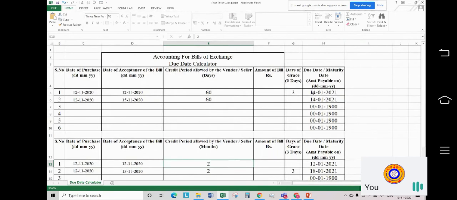The cells have been added, the values have been added, but here for the month we have used the formula called EDATE. There is a formula called EDATE. With that formula, we have prepared this particular Excel file, sir.